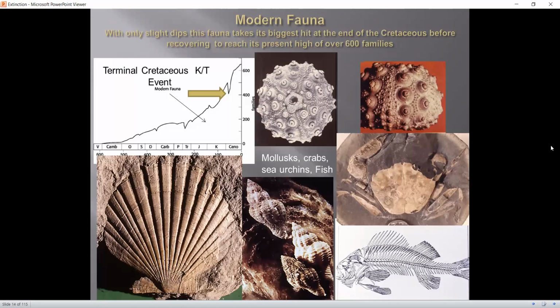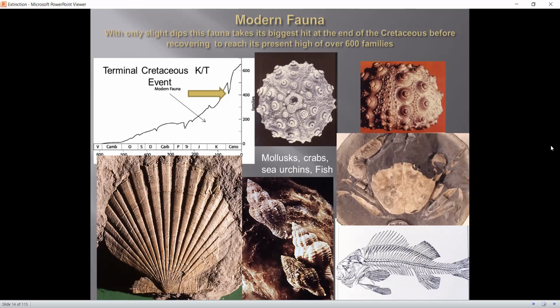All right, then we get into the modern fauna, which again has been here since a little before the beginning of the Cambrian. It goes clear back in here, starts out slow and then begins to build up. It takes a little bit of a hit here, a bump, a little bit of an extinction at the end of the Permo-Triassic, but it includes mollusks like the pelecypod on the left, echinoderms, sea urchins on top, fish down here, crabs and snails, things of that nature. They run up to a present high of about 600 families.